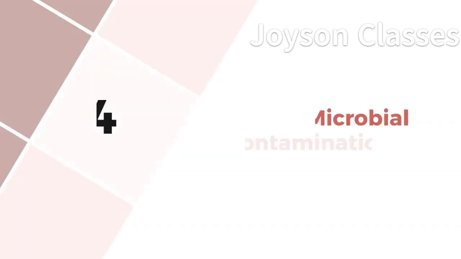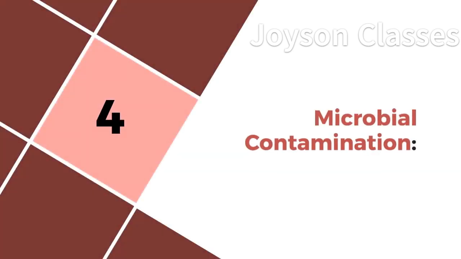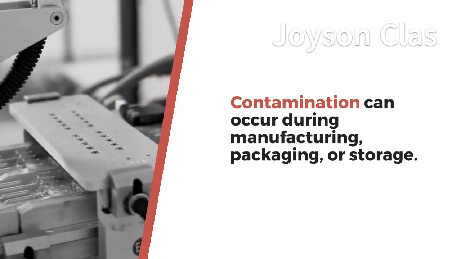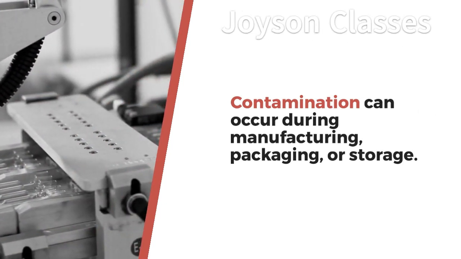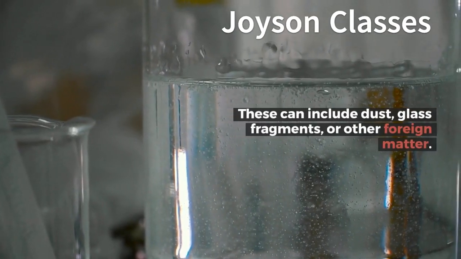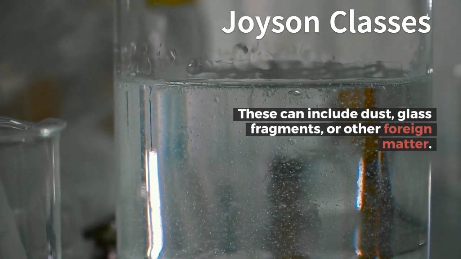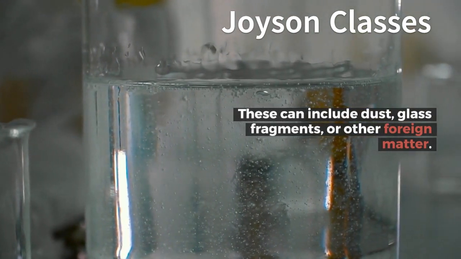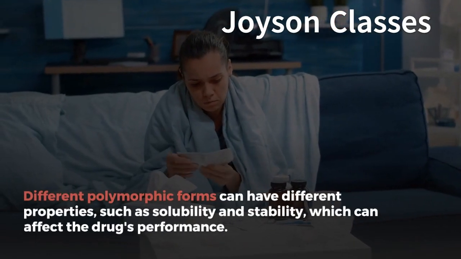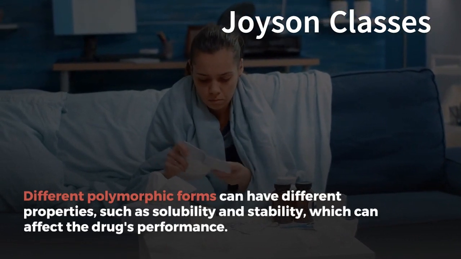Four, microbial contamination. Contamination can occur during manufacturing, packaging, or storage. Five, particulate matter. These can include dust, glass fragments, or other foreign matter. Six, polymorphic forms. Different polymorphic forms can have different properties, such as solubility and stability, which can affect the drug's performance.